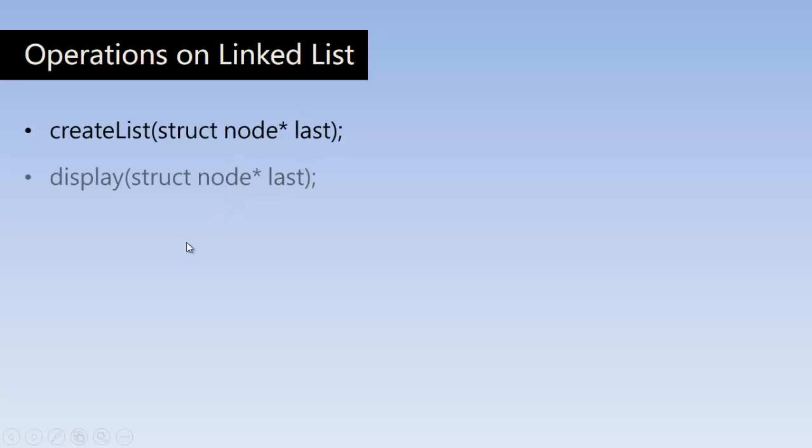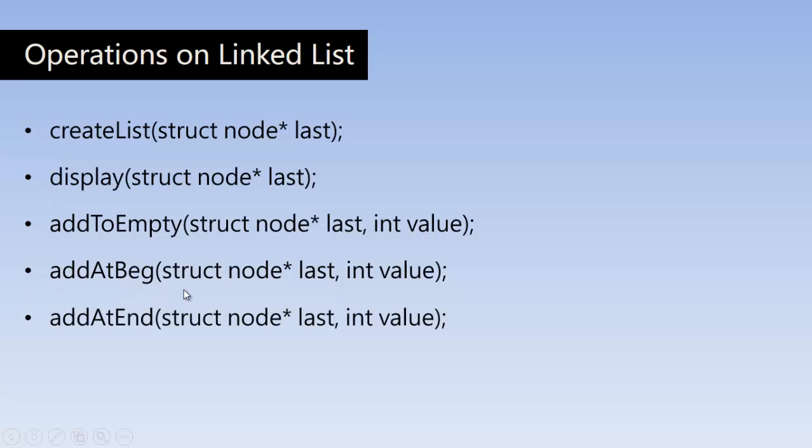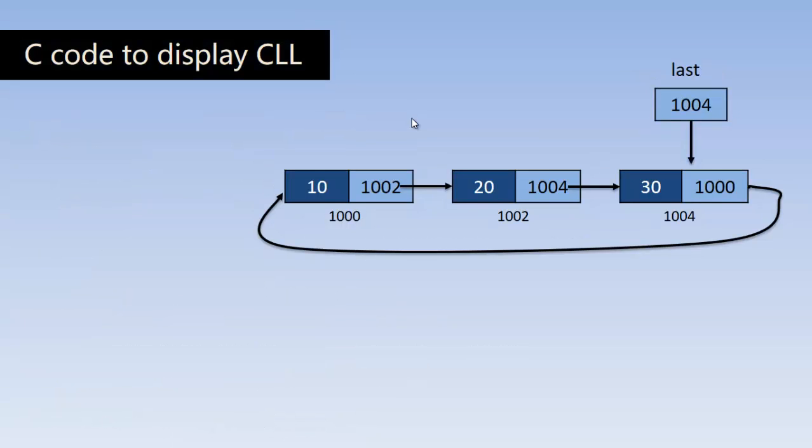What are the operations? In this video, we are going to study all these operations. One is createList, which takes the address of the last pointer, and a display function, which displays all the nodes in the list. There is a function which adds a node in the empty list. We can also add a node in the non-empty list, at the beginning, or at the end. We can add a node after any node, and we can delete any node in the list, that may be the first, last, or any other node. So let us study the C code to display the circular linked list.